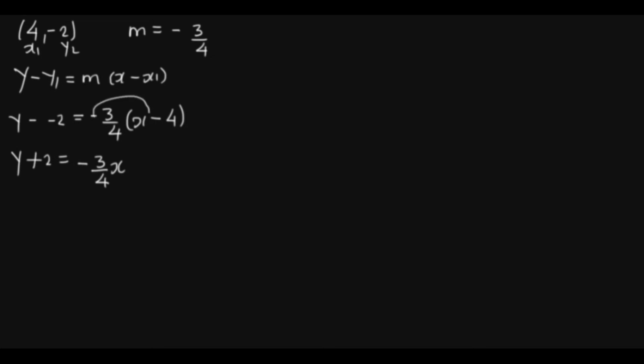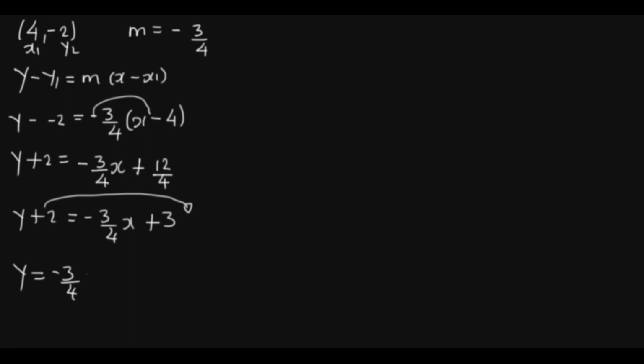Negative times this negative, we get positive 3 over 4 times 4. So we can just say 12 over 4. So we can now see that negative 3 over 4x plus 4 into 12 is 3. Then we're going to move the 2 to the other side, where we have y is equal to negative 3 over 4x plus 3 minus 2. Our final answer is y is equal to negative 3 over 4x plus 1.